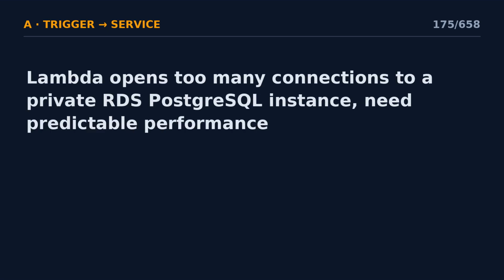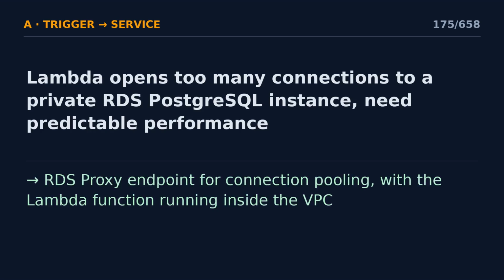Lambda opens too many connections to a private RDS PostgreSQL instance. Need predictable performance. Answer: RDS Proxy endpoint for connection pooling, with a Lambda function running inside the VPC.